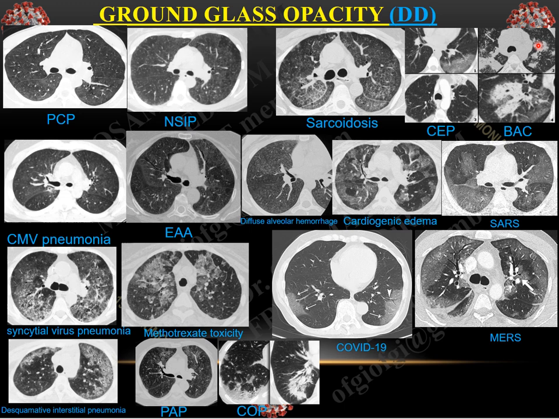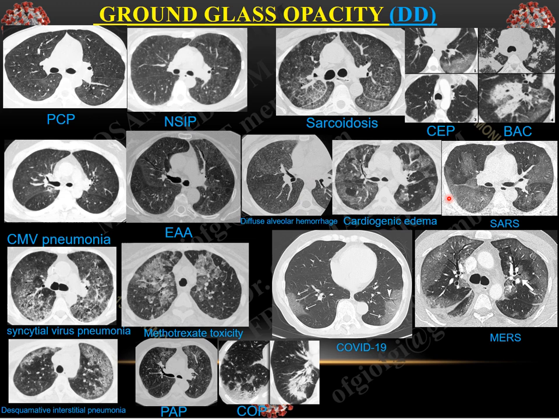Bronchoalveolar cell carcinoma can appear as mass-like lesions or consolidations with ground glass opacity. In cytomegalovirus pneumonia, we can see subtle ground glass opacity. In extrinsic allergic alveolitis, we can see ground glass opacity associated with centrilobular nodules, as we mentioned before, away from the fissures and the pleural surface. And in diffuse alveolar hemorrhage, we can see ground glass opacity with a fluffy appearance.